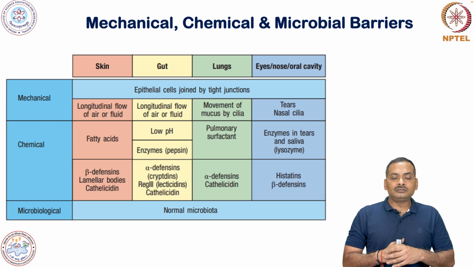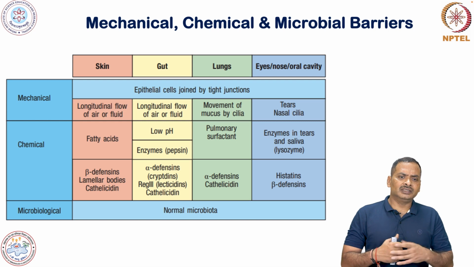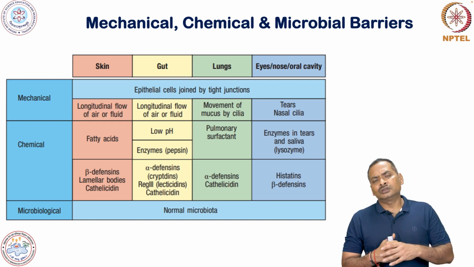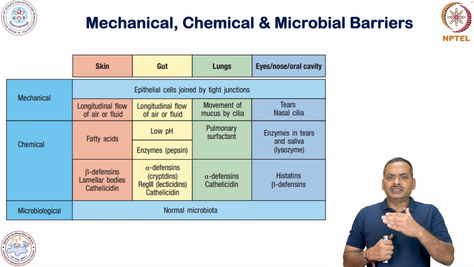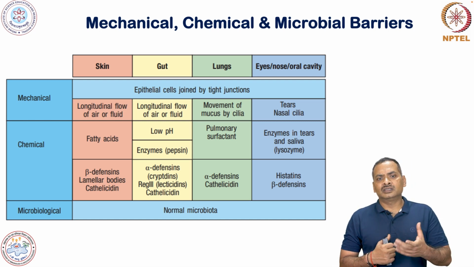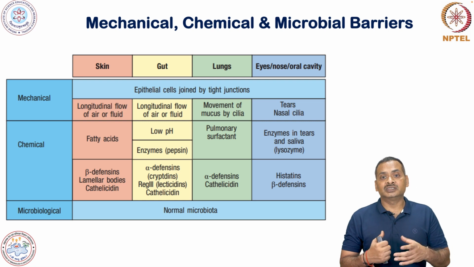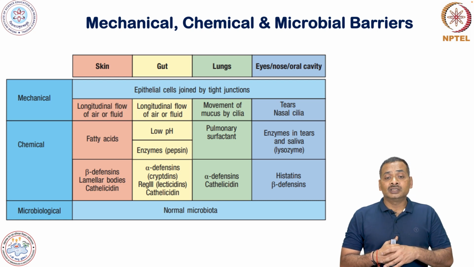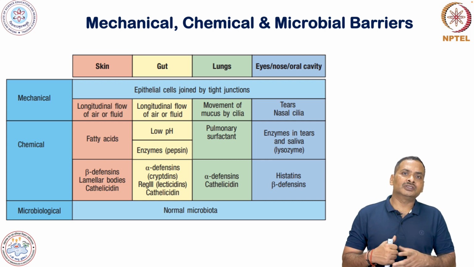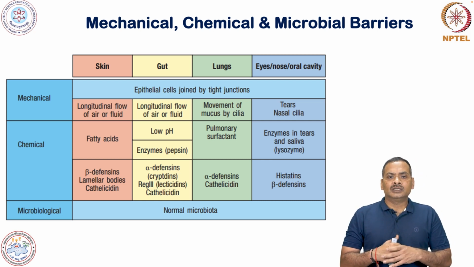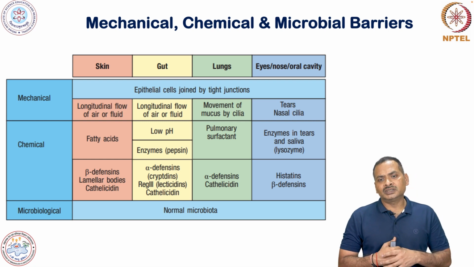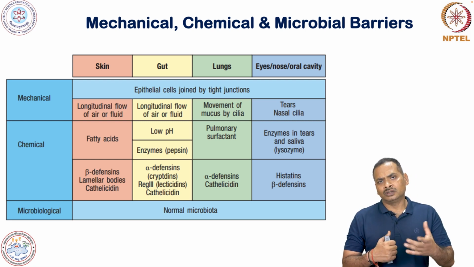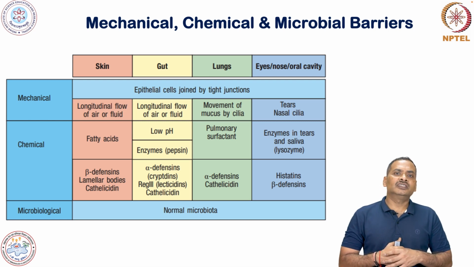This also produces alpha defensin, and cathelicidin is also present. In eyes, nose and oral cavities, as I told you, there are some enzymes in tear, like lysozyme. In saliva also it is present, and that defends against microbes, irrespective of pathogenic or non-pathogenic. Histatins are also present. These are proteins or antimicrobial peptides, and there is a beta defensin.